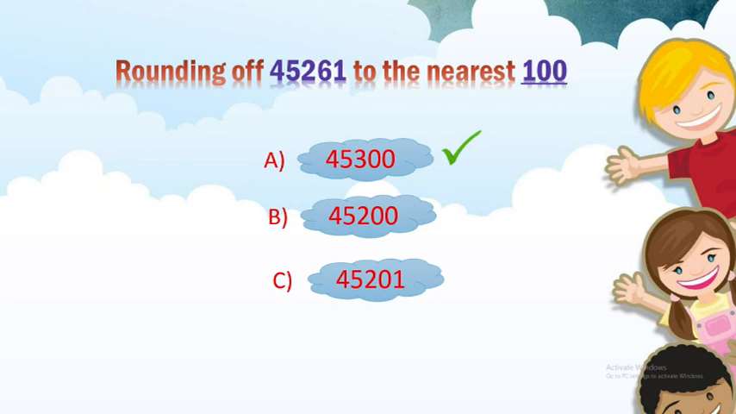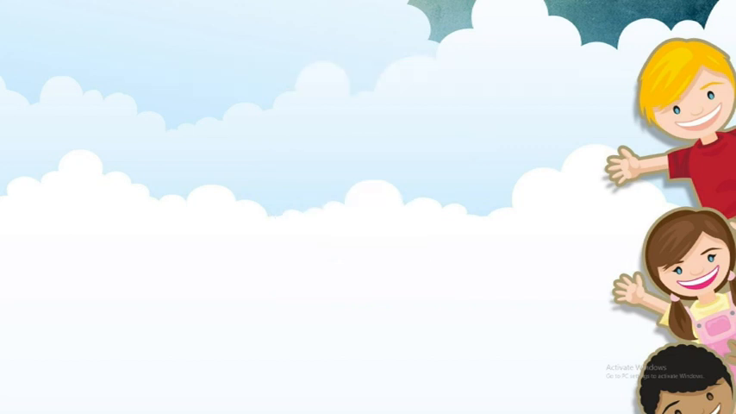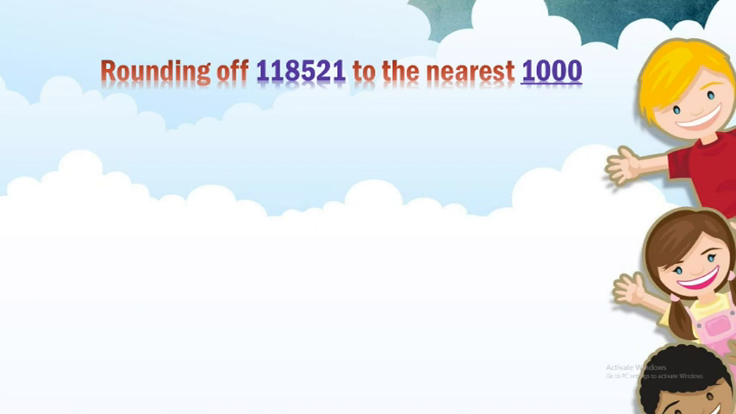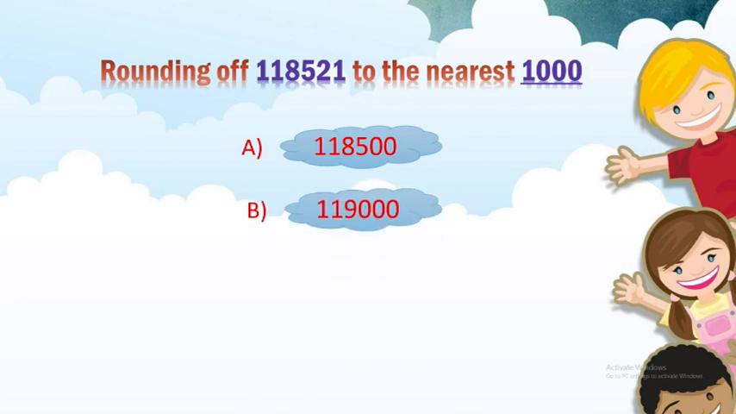Okay, students, now look at this number. Rounding off 118,521 to the nearest 1000. Here are the options. Option A, 118,500, Option B, 119,000, Option C, 118,000. Which number is the correct number? Very good. Option B.